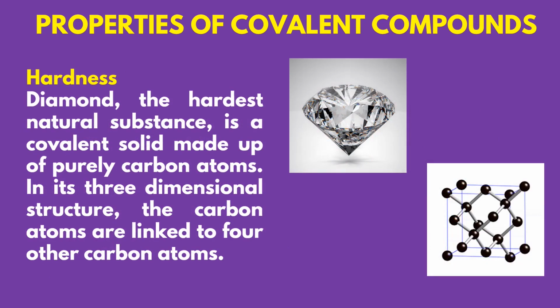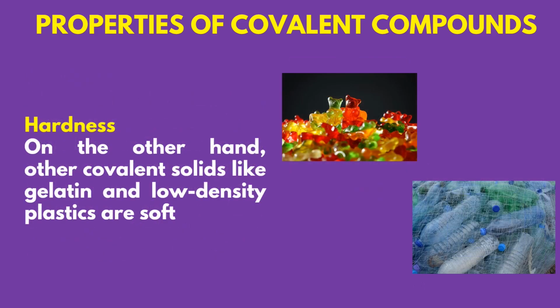Next property is hardness. Diamond, the hardest natural substance, is a covalent solid made up of purely carbon atoms. In its three-dimensional structure, the carbon atoms are linked to four other carbon atoms. On the other hand, other covalent solids like gelatin and low-density plastics are soft.